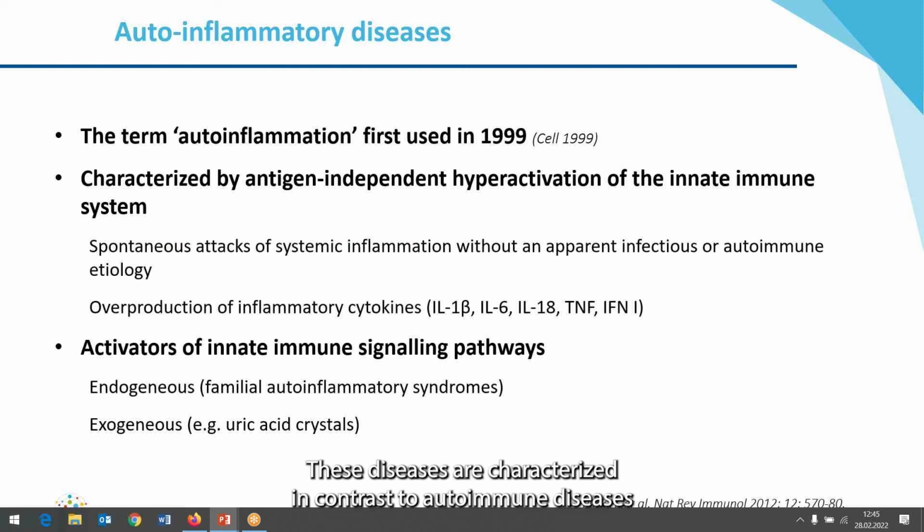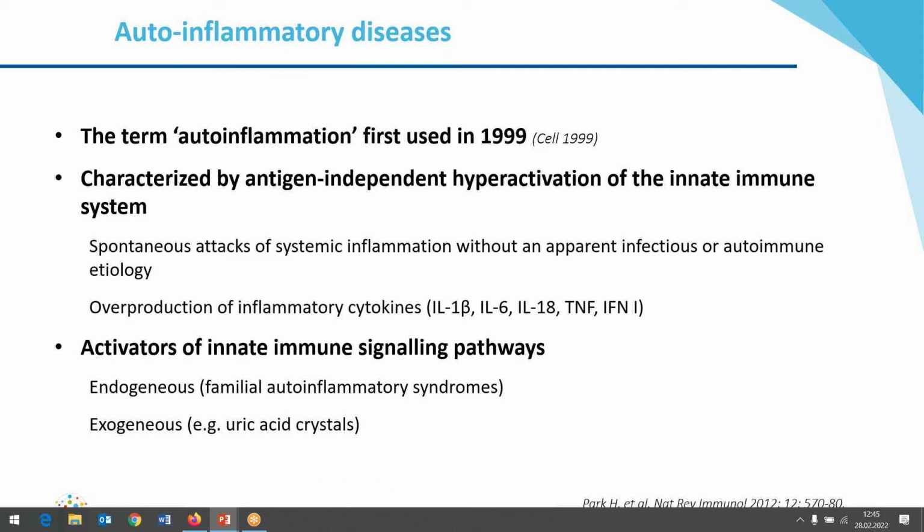These diseases are characterized, in contrast to autoimmune diseases, by antigen-independent hyperactivation of the innate immune system. So these diseases are characterized clinically with spontaneous attacks of systemic inflammation without any apparent infectious or autoimmune etiology, and they cause a production of inflammatory cytokines, including IL-1 beta, IL-6, IL-18, and so on.